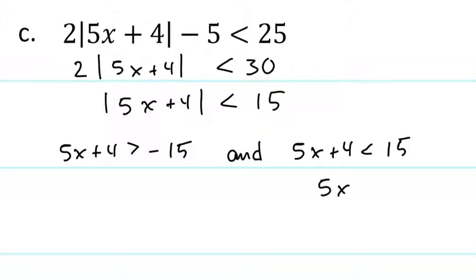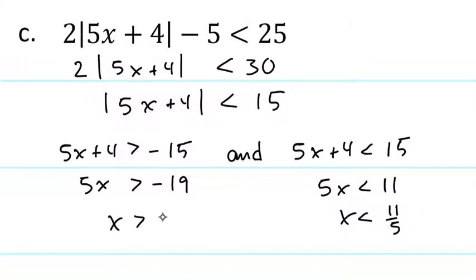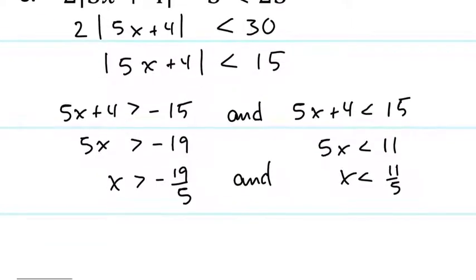Over here, that looks like 5x is less than 11. Therefore, x is less than 11 fifths. And over here, 5x is greater than negative 19. Therefore, x is greater than negative 19 fifths. And again, these are joined by the word and. So I can write these as one super inequality together. My x's in the middle are smaller than, not or equal to. My x's are smaller than 11 fifths, but my x's are greater than negative 19 fifths.